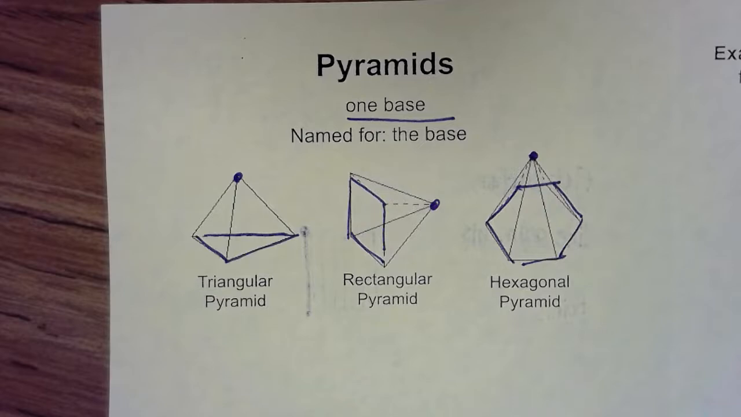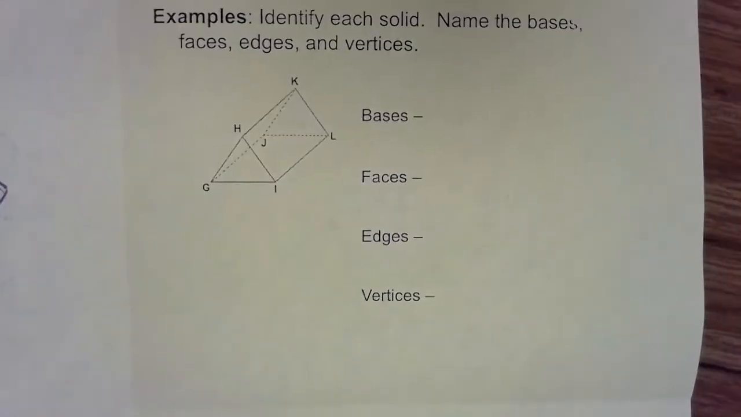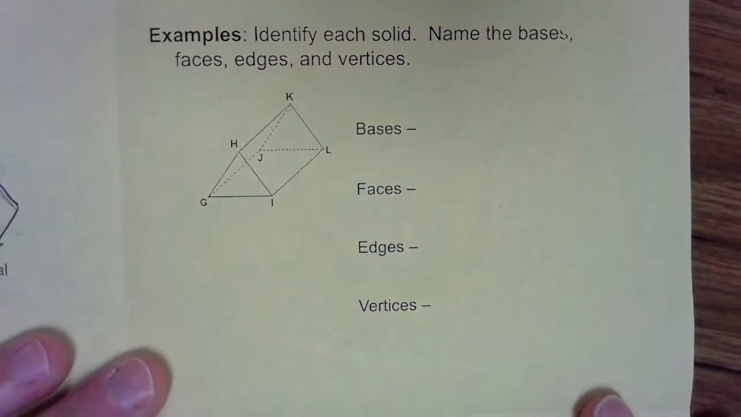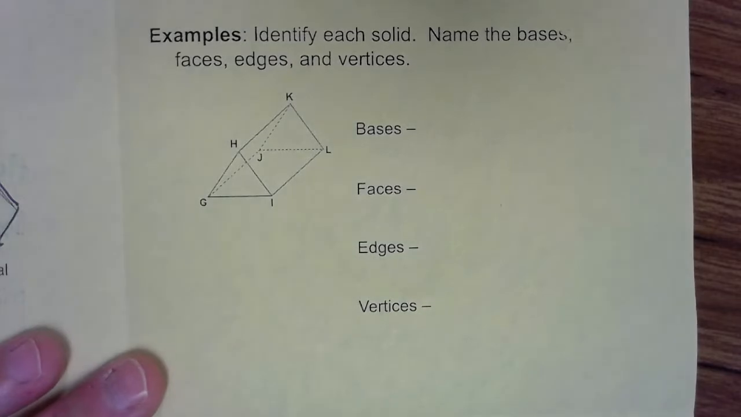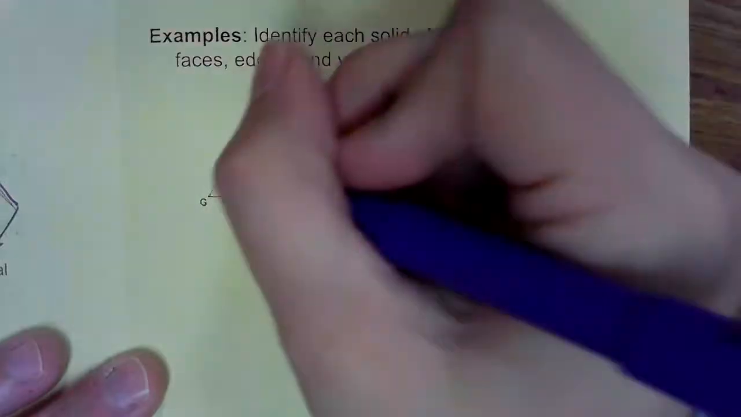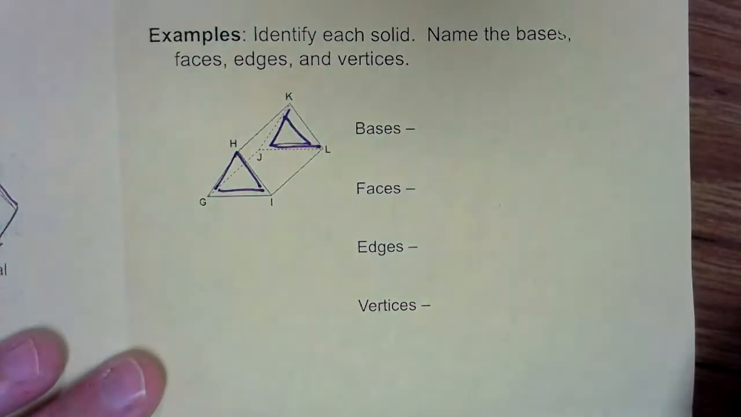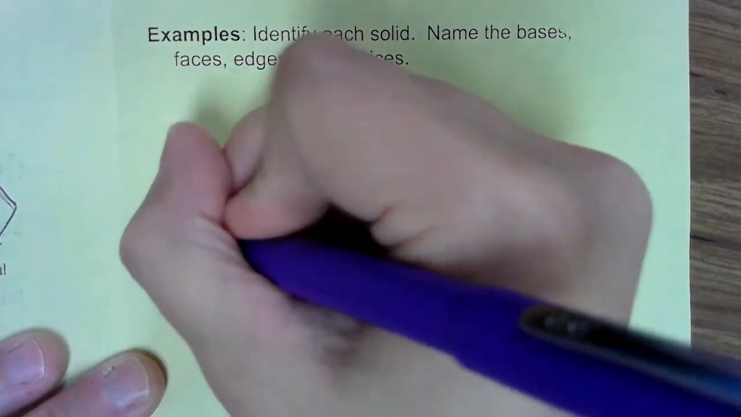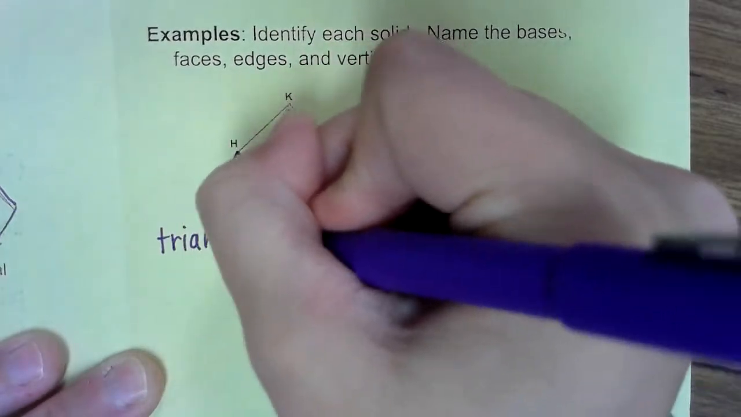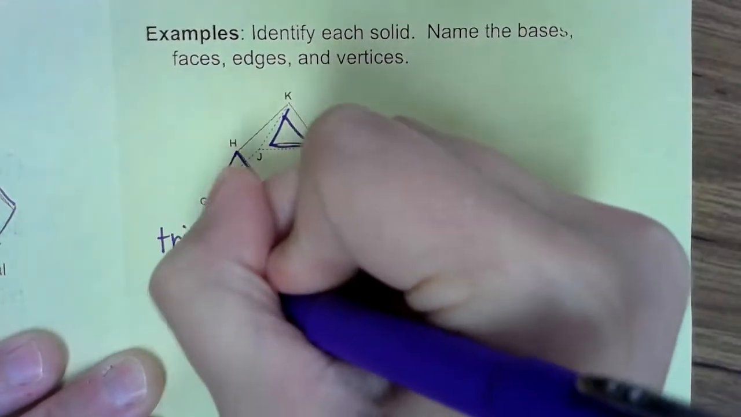Okay. All right, so let's do a few examples. This one says first to identify the solid, and then we're going to name these things that it's asked for. Bases, faces, edges, and vertices. So first of all, when I look at this, it's definitely a prism. I know it's a prism because it has two bases. They're parallel and congruent. So it is a triangular prism.